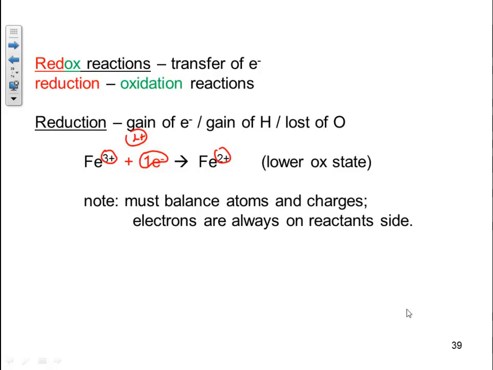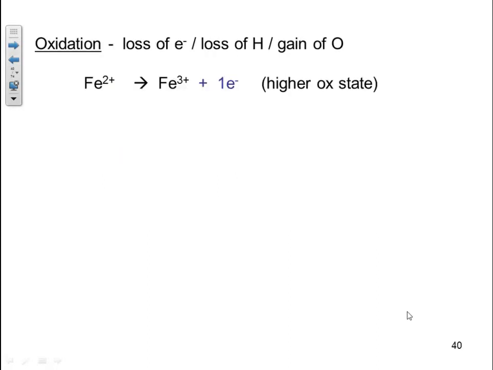In a reduction, your electrons will always be on your reactant side. It's taking on electrons. You can see in this example that iron 3 to iron 2 is going to a lower oxidation state. An oxidation is a loss of electrons or a loss of hydrogens or a gain of oxygens. In this example, we see that iron 2 is going to iron 3, and it's giving up 1 electron. It's going to a higher oxidation state for that to happen. This is an oxidation.